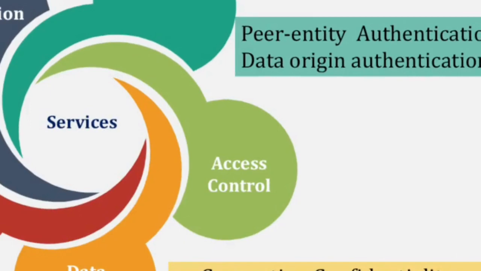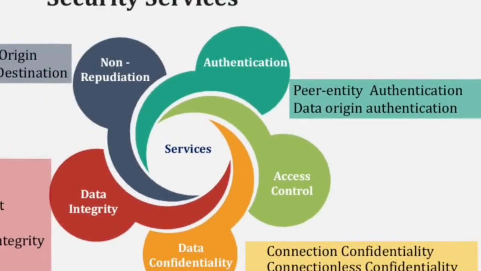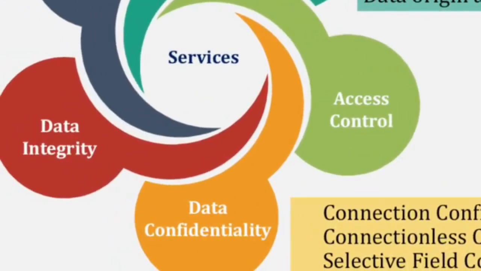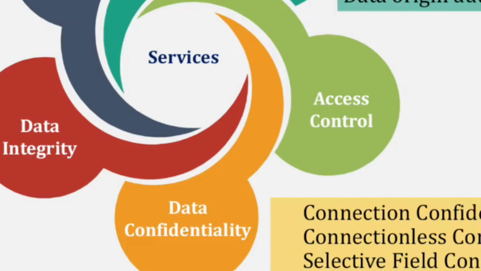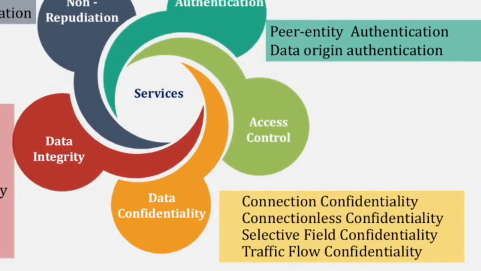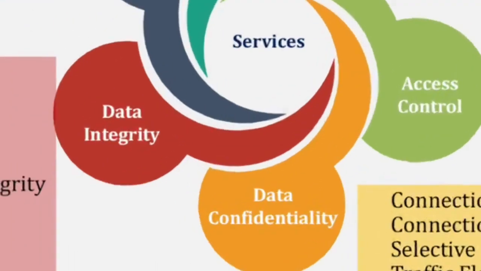And next one is data confidentiality. Here we have to give the assurance for maintaining the confidentiality of the data. There are four kinds of confidentiality: connection confidentiality, connectionless confidentiality, selective field confidentiality, and traffic flow confidentiality. In a later part we will see the services in a detailed manner.